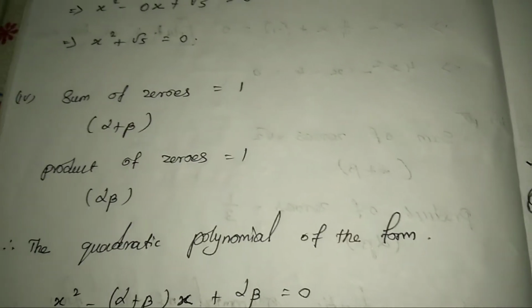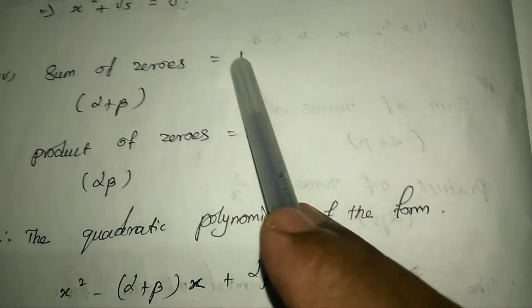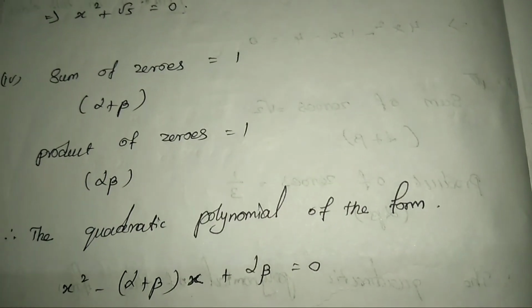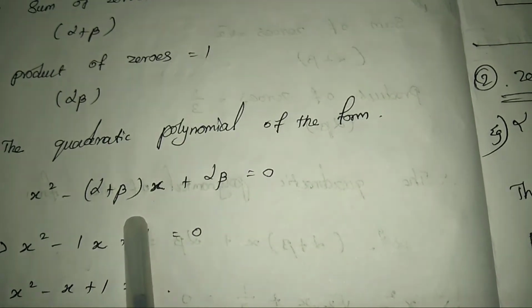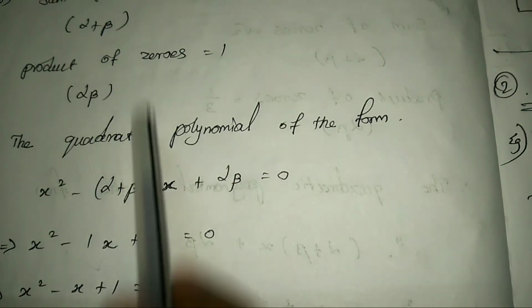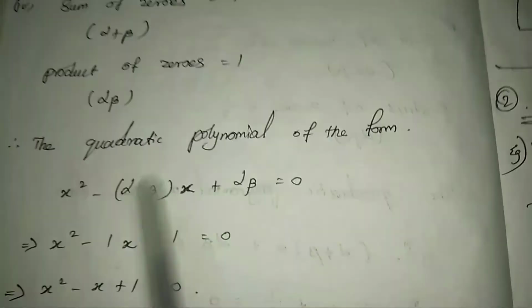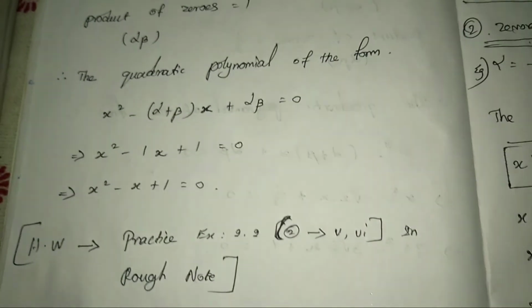Sum of the zeros 1, product of the zeros also 1. So the quadratic polynomial of the form x squared minus (alpha plus beta) x plus alpha beta is equal to 0. Instead of alpha plus beta, you can substitute the value 1, because the sum of the zeros is 1. So minus 1x plus 1 equal to 0. So x squared minus x plus 1 equal to 0.